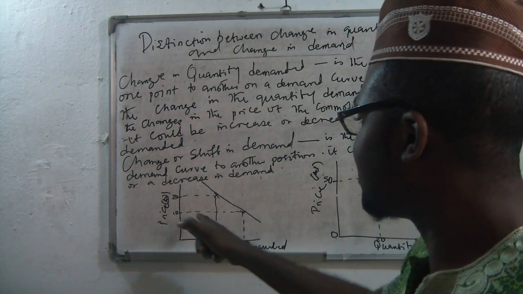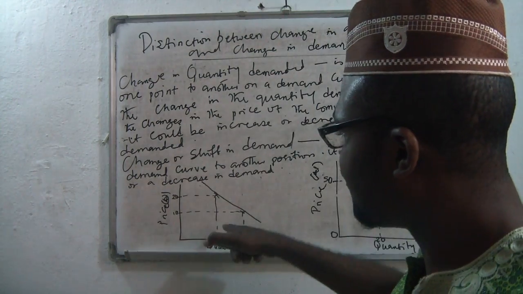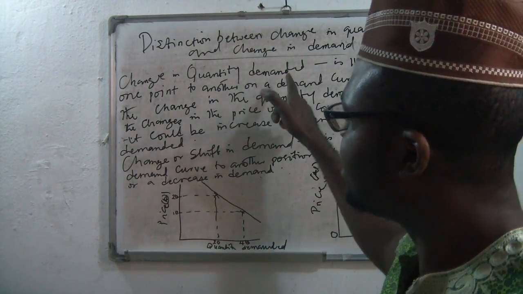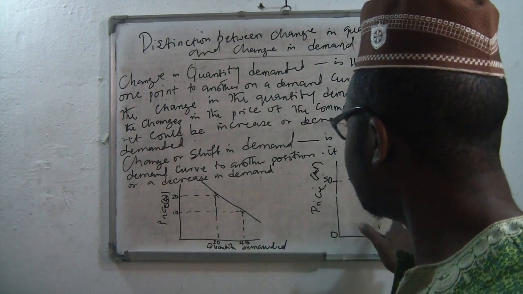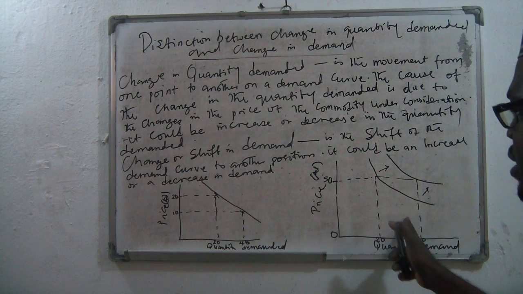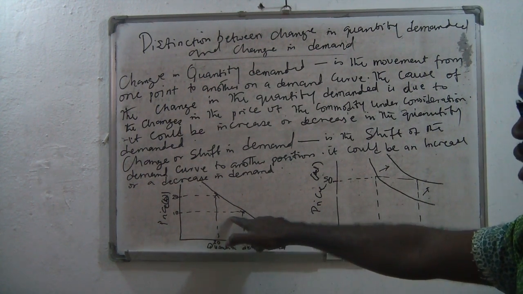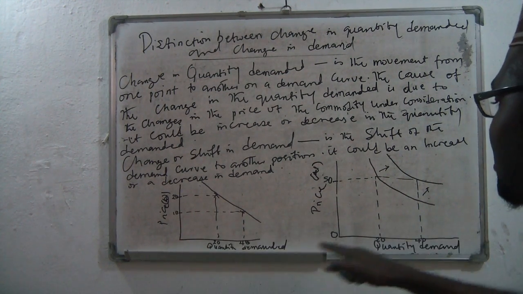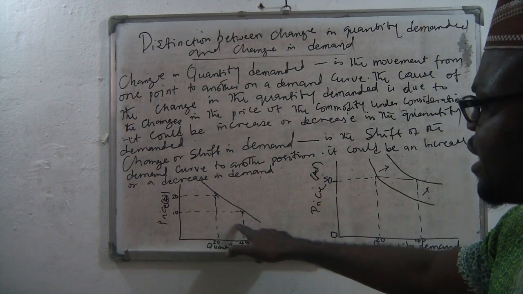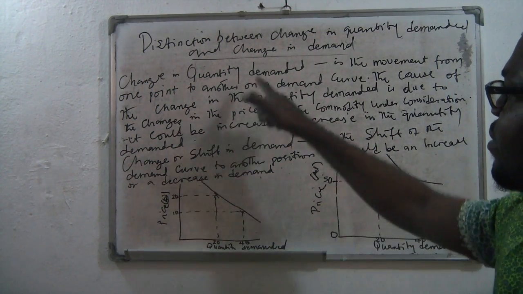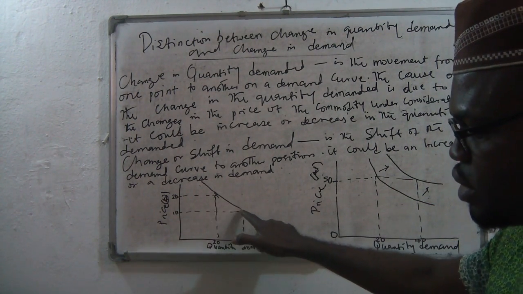This is the graph for change in quantity demanded, whereas this is the graph for change in demand. You must use that word change. The graph of change in quantity demanded simply shows movement on the curve.